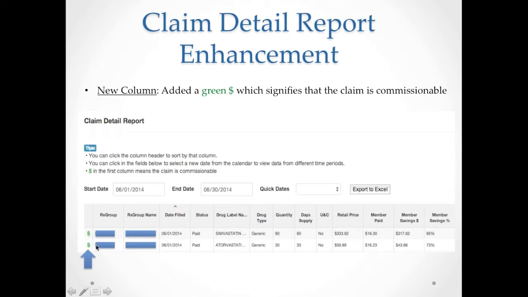If we look at the second claim, you'll see that the medication price had a retail price of $59.89. The member paid only $16.23. They saved $43.66, which meant they saved a percentage of 73% on their medication by using the FreeRxPlus card. And again, since the person saved money by using the card, this shows as a commissionable claim.